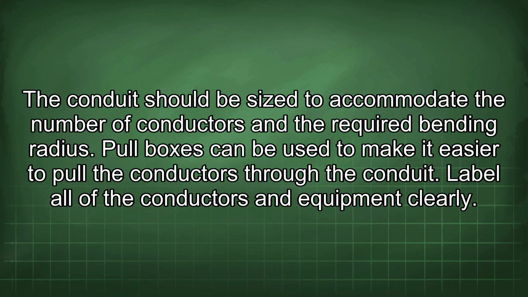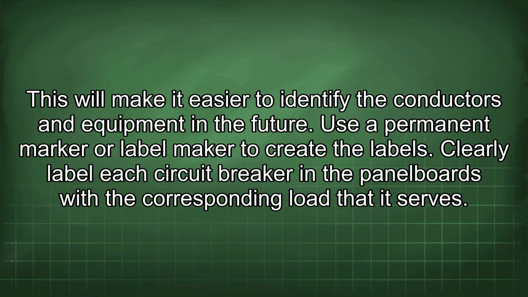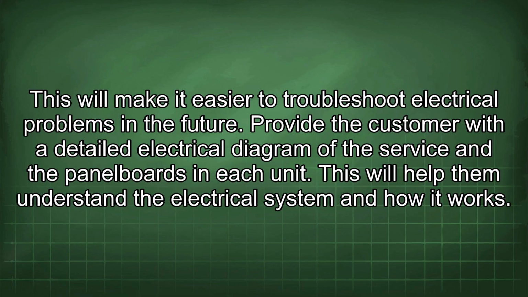Label all of the conductors and equipment clearly. This will make it easier to identify the conductors and equipment in the future. Use a permanent marker or label maker to create the labels. Clearly label each circuit breaker in the panel boards with the corresponding load that it serves. This will make it easier to troubleshoot electrical problems in the future.